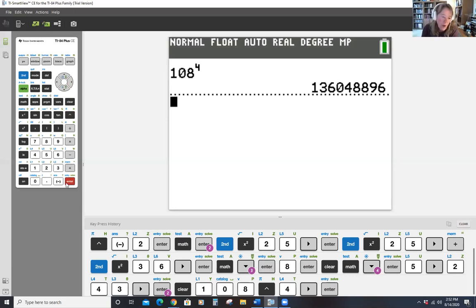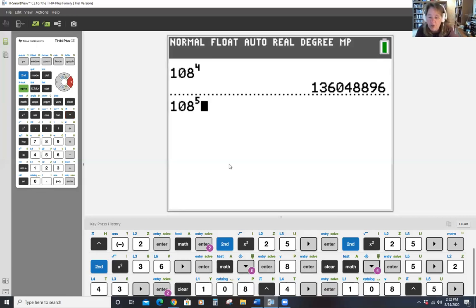Okay, I want you to type this in, but don't hit enter. We're going to raise the same number, but instead of raising it to the 4th power, we're going to raise it to the 5th power. Okay. Do you think that number is going to be bigger or smaller than the number we just did? It's going to be bigger, isn't it? Because whatever that answer is, we're going to multiply it by 108. I want you to see what happens.